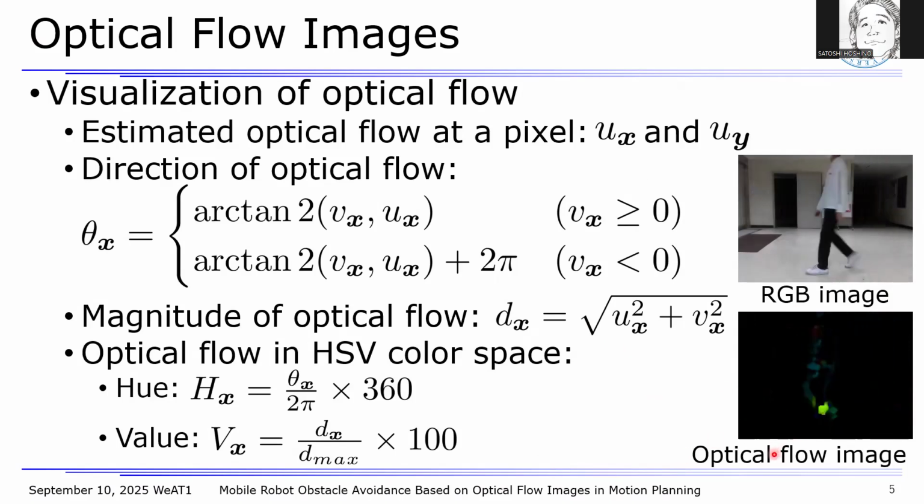In the optical flow image, an obstacle moving from left to right is colored red, while one moving from right to left is colored blue. In other words, different moving directions are represented by different colors. Therefore, the robot can consider the moving direction based on the colors and avoid dynamic obstacles.